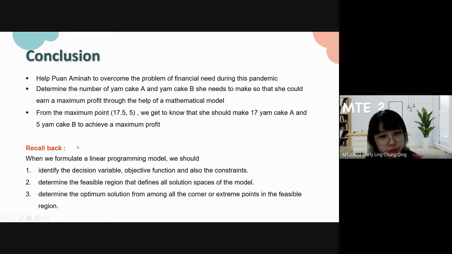So let us recall how to formulate a linear programming model. So the first step is we should identify the decision variable, objective function, and also the constraints. Second, we need to determine the feasible region that defines all solution space of the model. Last, we need to determine the optimal solution from among all the corner or extreme points in the feasible region. That's all from me.